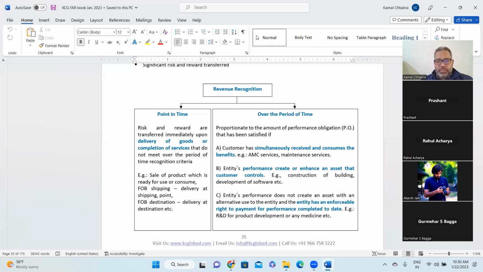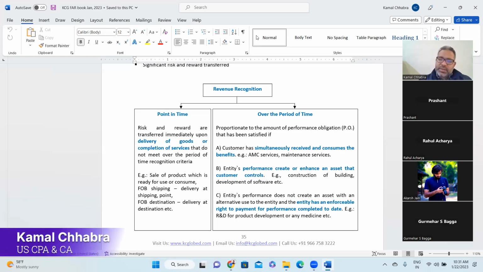take the responsibility. That means your responsibility is over, and your risk and reward have been transferred as and when you deliver the material to the shipping point. FOB destination means it's at their warehouse, at their company, at their doorstep, right? In that scenario, you'll be recognizing the revenue once it is delivered to the customer's place. So that is the difference between these two terms, FOB shipping and FOB destination.